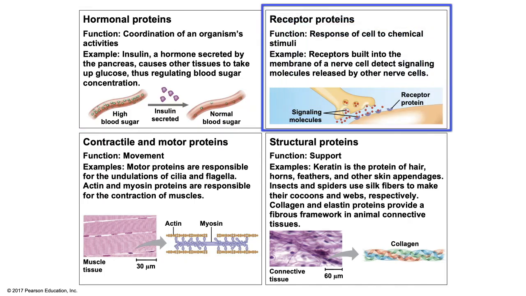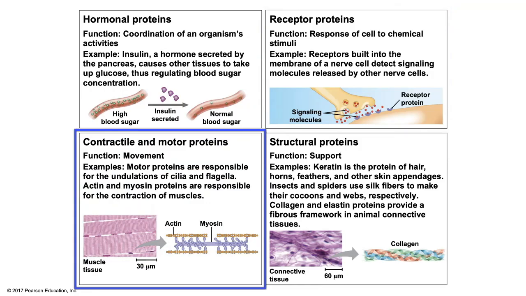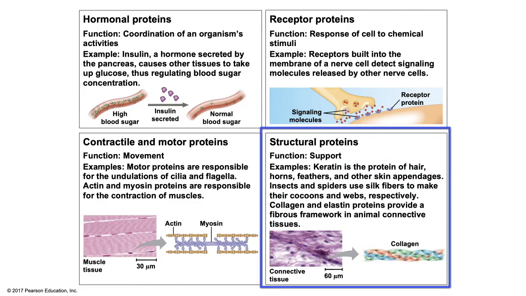Receptor proteins are components of all cell membranes. It's their job to detect different signal molecules and respond appropriately. For example, this nerve cell is signaling this muscle cell to contract for movement. Contractile and motor proteins are responsible for movement, such as muscle contraction. And structural proteins are components of the cell that give support. For example, collagen and elastin are proteins that are found in our connective tissue, such as skin, which provides strength and elasticity.